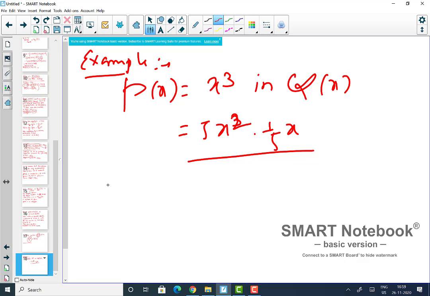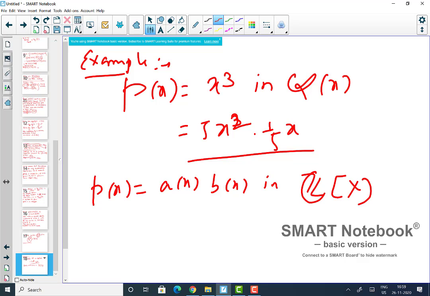So you can write down p(x) in terms of a(x) b(x) in Z[x]. Z[x] is the polynomial ring, and this is the unique factorization domain, and this is the field of fractions, right? Give you the field of fractions of Z. But here you cannot find any. So this is my capital A(x), this is my capital B(x).